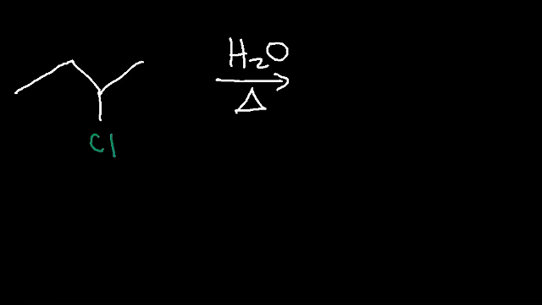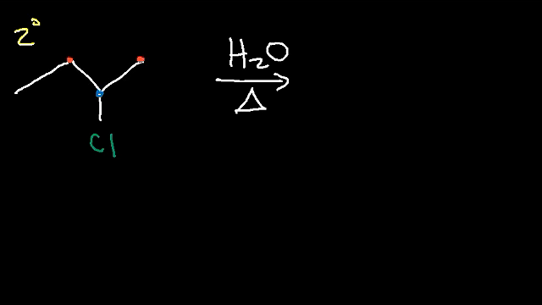Now, when you mix a secondary alkyl halide with water, the reason why it's secondary is because the carbon that has the chlorine is attached to two other carbon atoms. So that carbon is secondary, which makes it a secondary alkyl halide. When you mix this with water, two things can happen. You can get the SN1 reaction, which is a first order nucleophilic substitution reaction, or you can get the E1 reaction, which is a first order elimination reaction. Now, since this video is about elimination reactions, we're going to focus on just that.